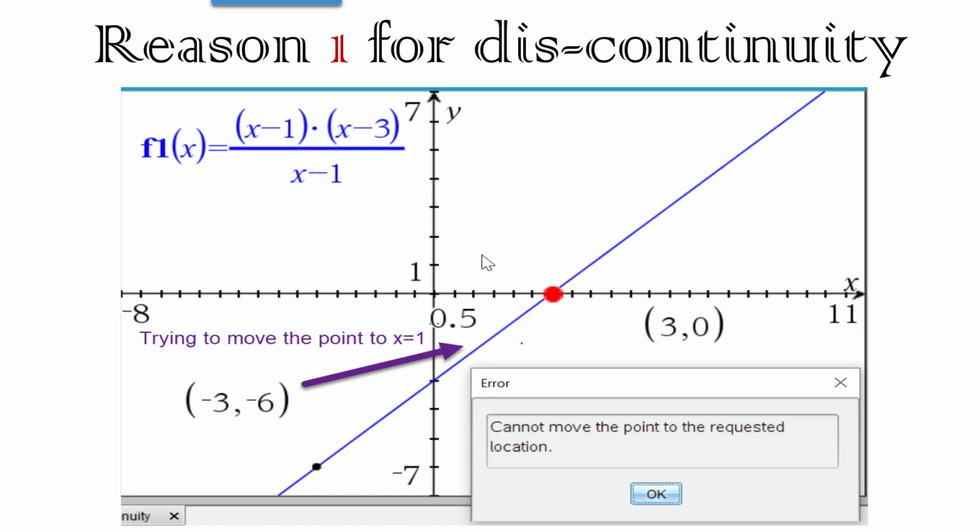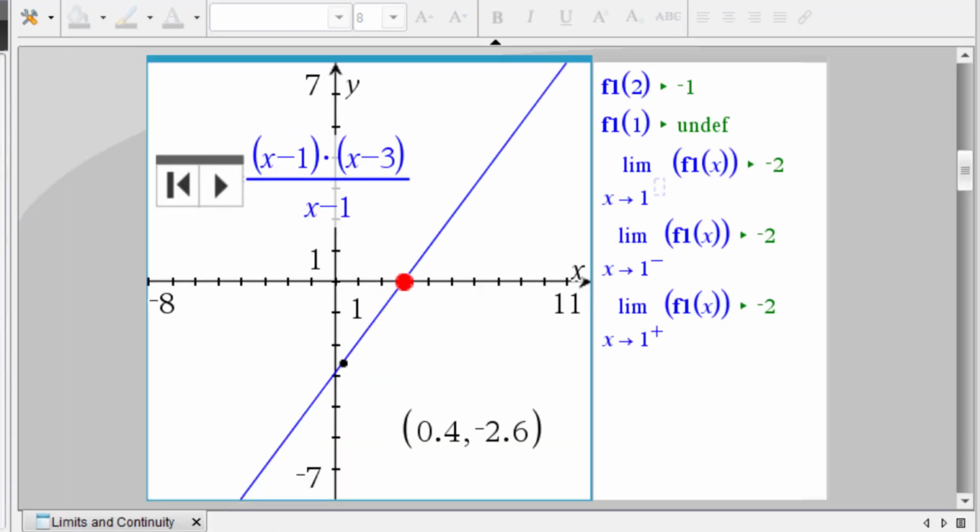So if I show you, I'm trying to move my actual x value to 1, and it will not allow me to do that. I'm going to demonstrate that on my calculator screen now. So I'll just bring up my calculator. When I click start animation, I want you to observe what happens to this value. At the moment, my dot is sitting at 0.4, that's my point, and the y value is negative 2.6. So when I start the animation, I want you to look when it actually becomes 1.